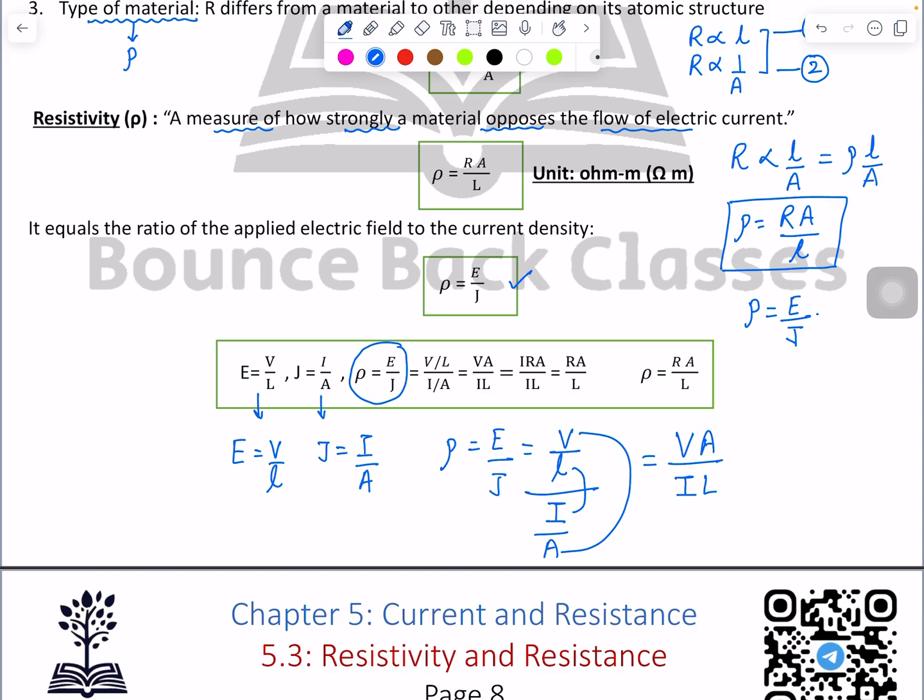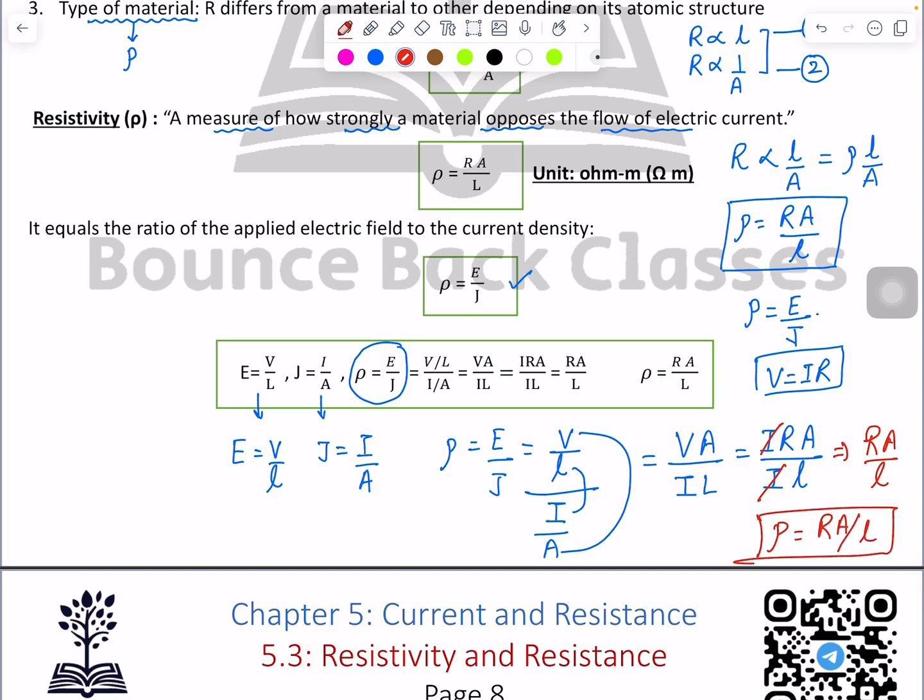What is V? As we know, V is equal to I R. Place it. I R A divided by I L. So you can cancel I and I. So what do you get? R A by L. So which is the same, rho is equal to R A divided by L. Clear? Fine. Now the unit.